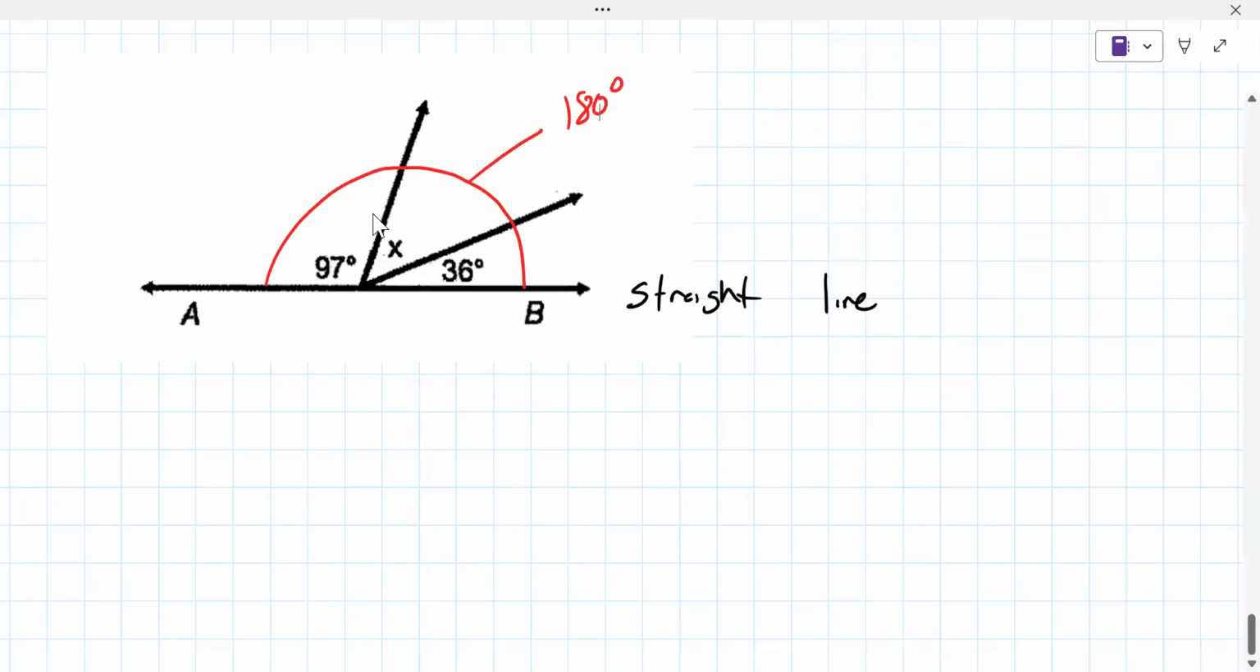180 degrees. So if you add up all three of these, they add up to 180 degrees. The 97, the X, and the 36, they all add up to 180 degrees. So I want you to write the equation and try solving it for X, please.